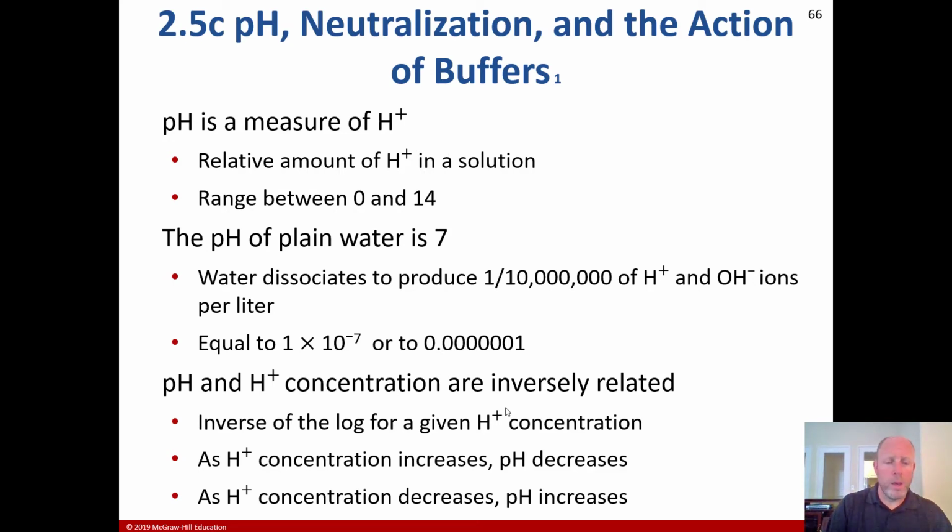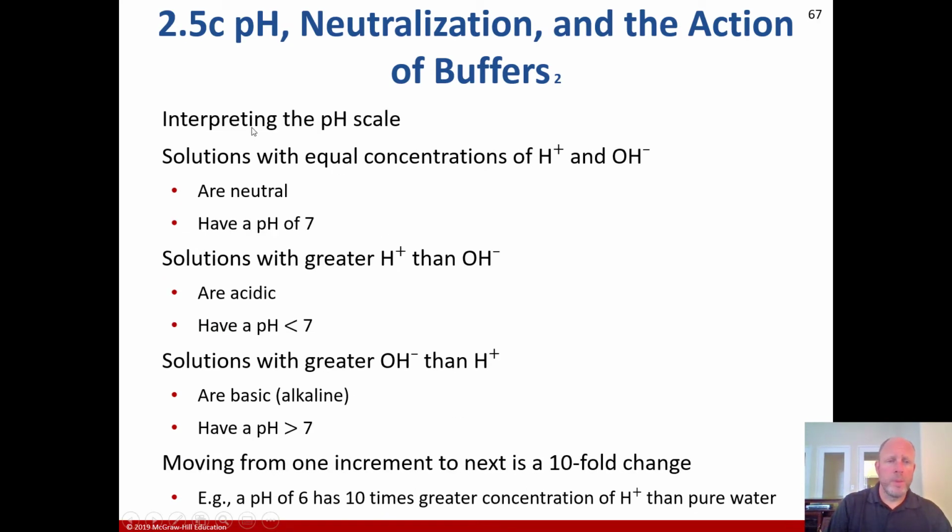Interpreting the pH scale, solutions with equal concentrations of hydrogen ions and hydroxide ions are neutral, with a pH of 7, like water. Solutions with greater hydrogen ions than hydroxide ions are acidic. They have a pH less than 7. Solutions with greater hydroxide ions than hydrogen ions are basic, or alkaline, and their pH is going to be increasing above 7. Moving higher and higher upward, the more base it is.